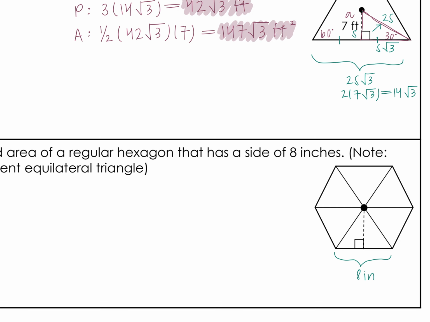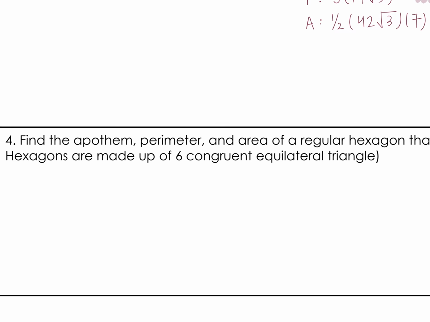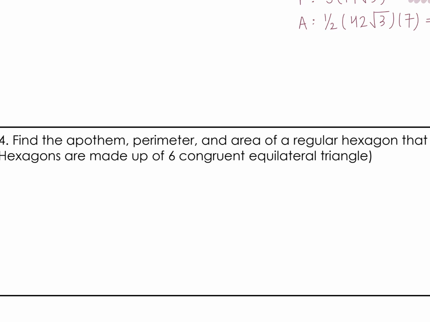Okay, so they did have a note here, and that note is telling us that a hexagon is going to be made up of 6 congruent equilateral triangles. So because of what they're asking for, I'm going to work it through finding my apothem, my perimeter, and then my area. Then I'm going to show you another way you could do this if you are just looking for the area. So let's look and see how we could solve this.